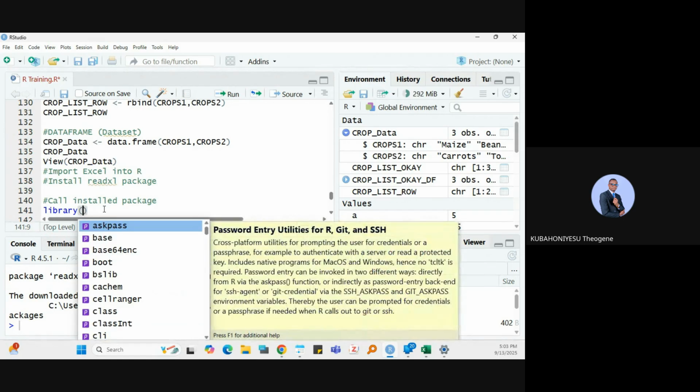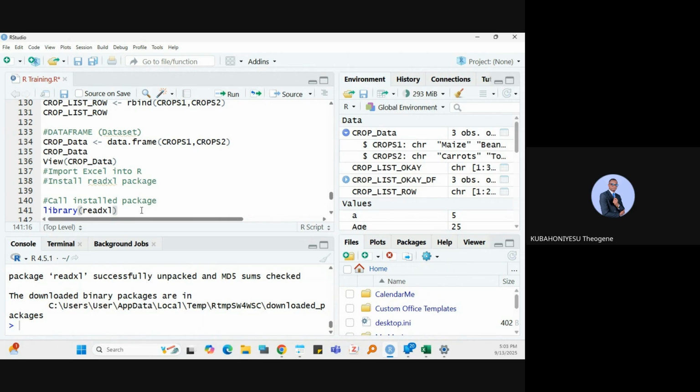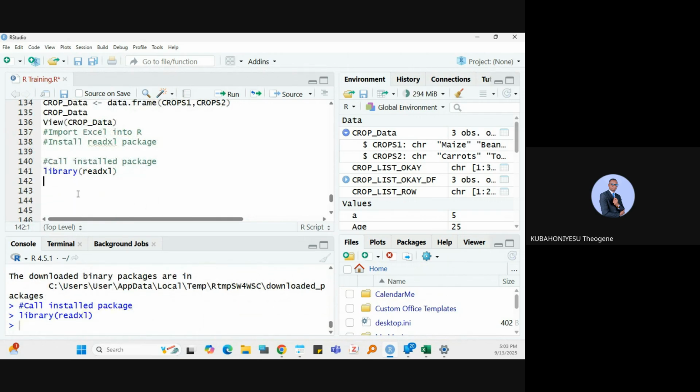Library, and then we mention the package, readxl. It is there, so you call it. To call it means to run it, okay? When it runs successfully, it means it was installed successfully.